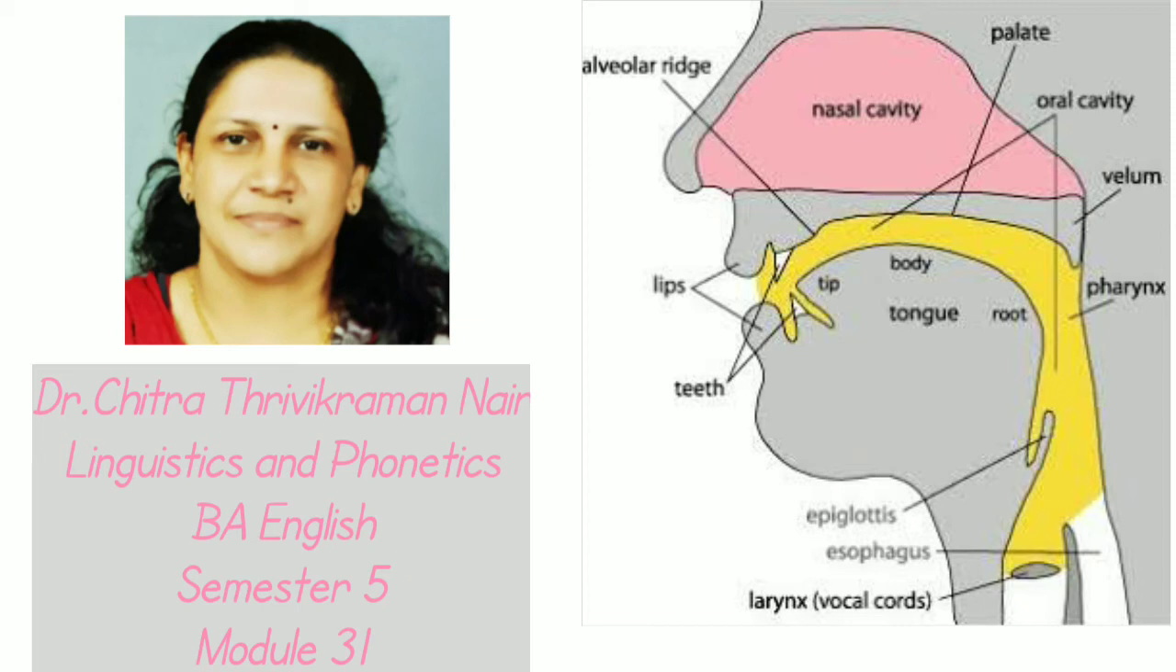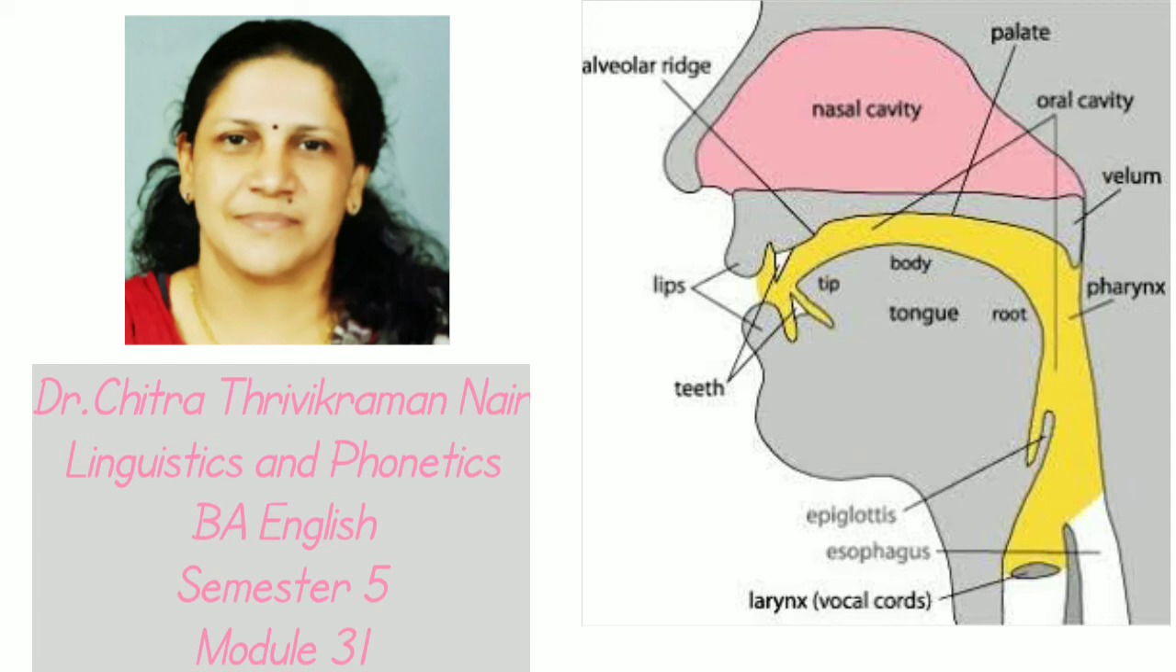Alveolar ridge is alternatively known as teeth ridge, and it is located between the upper front teeth and the hard palate. Next to the alveolar ridge, you have the hard palate, which is a curved surface, a long concave surface of the roof of the mouth. And immediately behind the hard palate, you have the soft palate.